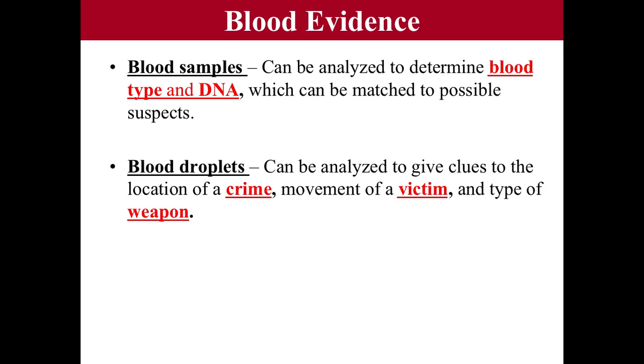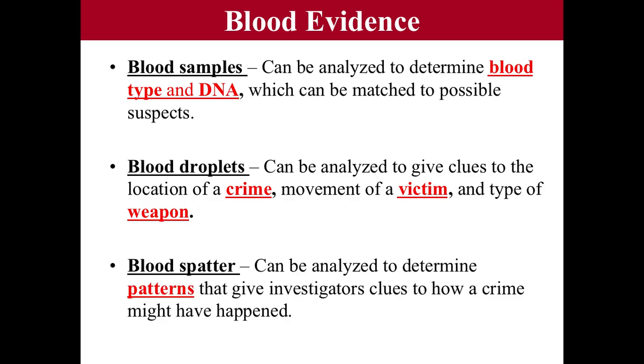Another really helpful way that we're going to look at blood are blood droplets. So they can be analyzed to give clues to the location of a crime, movement of a victim, and what type of weapon was used. Okay, so we can actually analyze the blood droplets that are left behind to look at, for example, where was the crime? Where did it take place? Was the victim moving, perhaps?